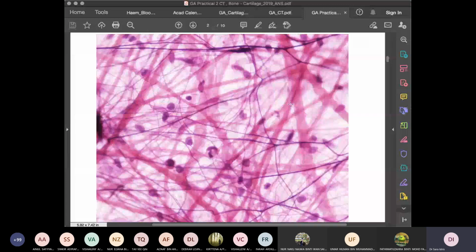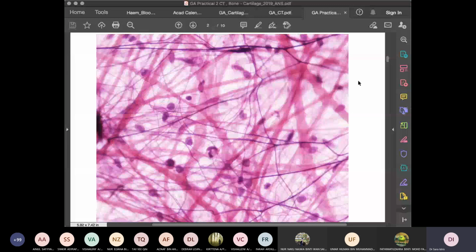Can you see my pointer? Yes, doctor, we can see. Okay. Because I lost my cable to my iPad, so I can't use the normal way that I usually do.